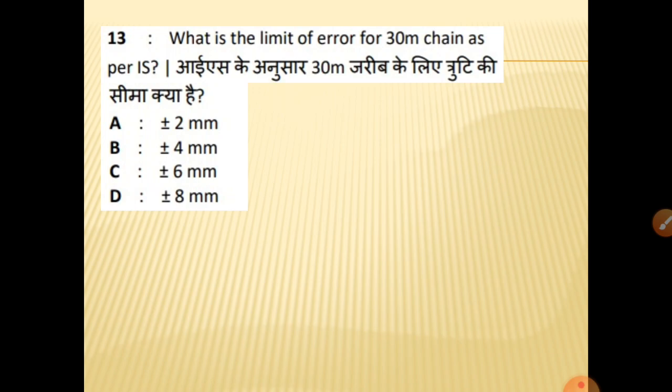What is the limit of error for 30 meter chain as per IS? Plus or minus 2 mm, plus or minus 4 mm, plus or minus 6 mm or plus or minus 8 mm. Here the answer is option D, plus or minus 8 mm.